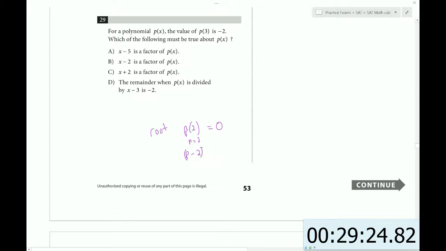Okay. So instead of p of 3 equaling 0, here it equals -2. So that means that if I had x minus 3, which would be the corresponding factor to that root, it would not actually work as a divisor. But in fact, it would give us a remainder of -2.